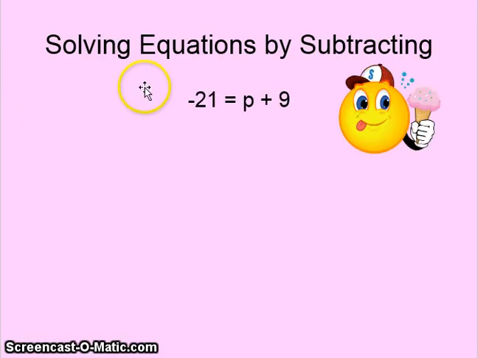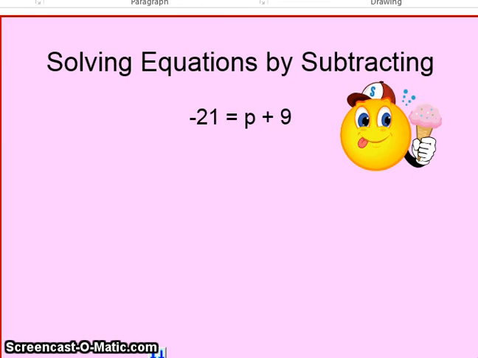Here's another one. I have negative 21 equals p plus 9, and I want to find out what number I can plug in for p to make the equation true. So I'm trying to get p by itself here. Now to do that, I have to get rid of the plus 9, so I use the opposite operation. This is plus, so I'm going to use minus 9. What I do to one side of an equation, I have to do to the other. So I'm going to subtract 9 over here also.